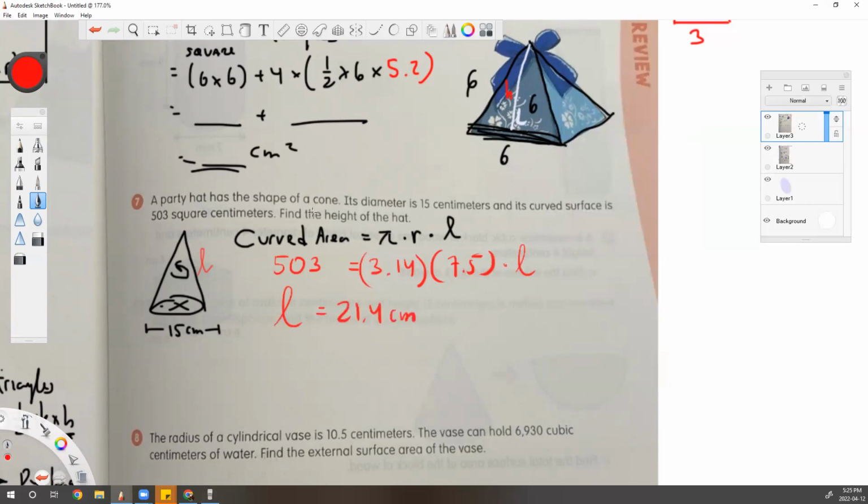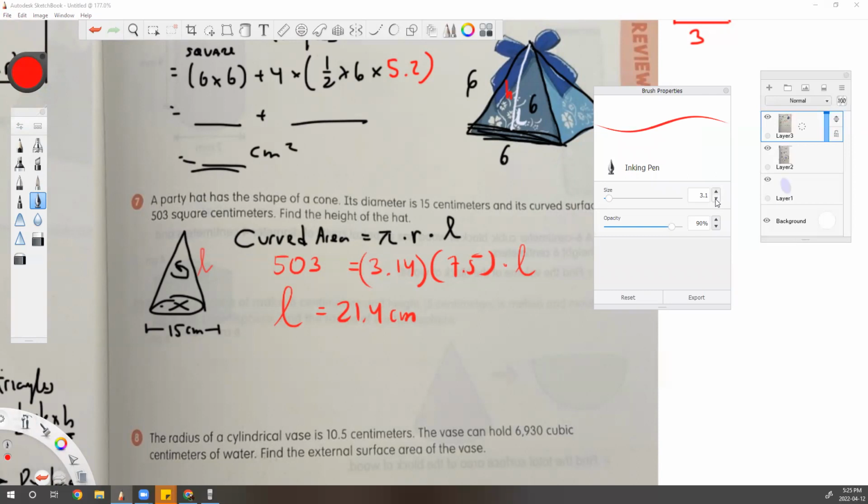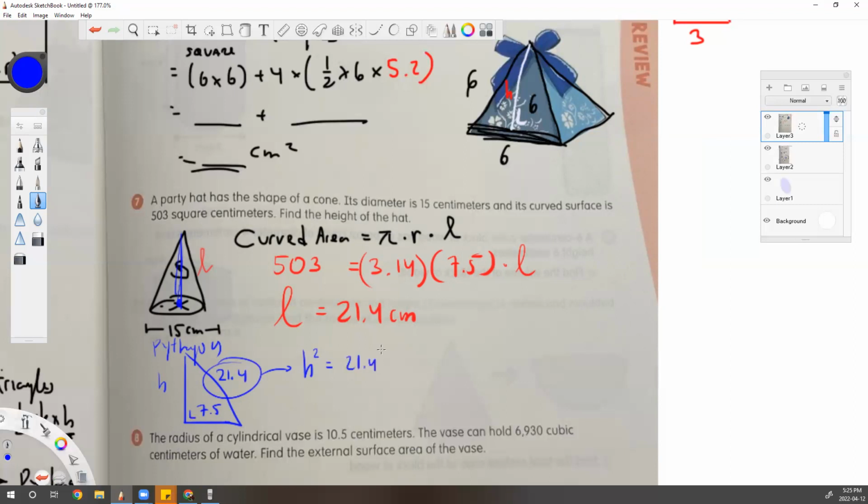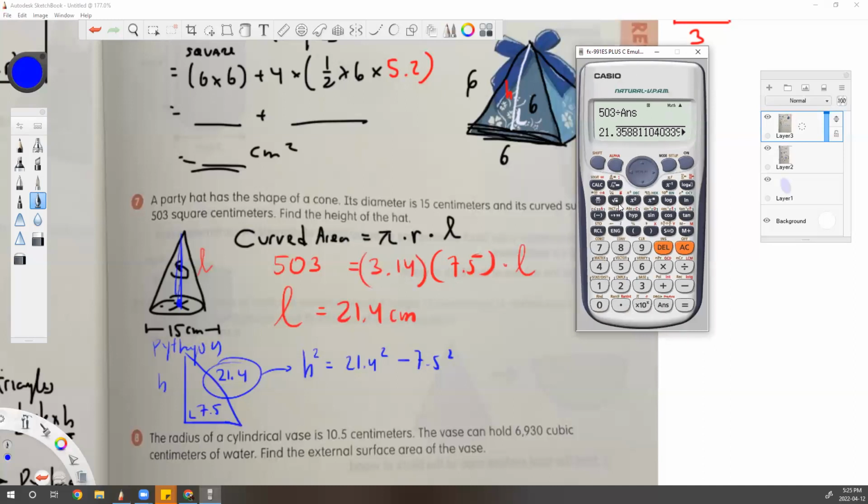Get the idea? Yeah. After that, you need to calculate its height. Okay, how do you calculate the height? Height is not L. Height is this, straight going down vertically. We know that this is 7.5, right? And this is something that we already achieved right now. So how do you calculate the height? Is it subtract or add? Subtract. Why? Because this is the longest side. The longest side is given, 21.4 square, subtract 7.5 square.